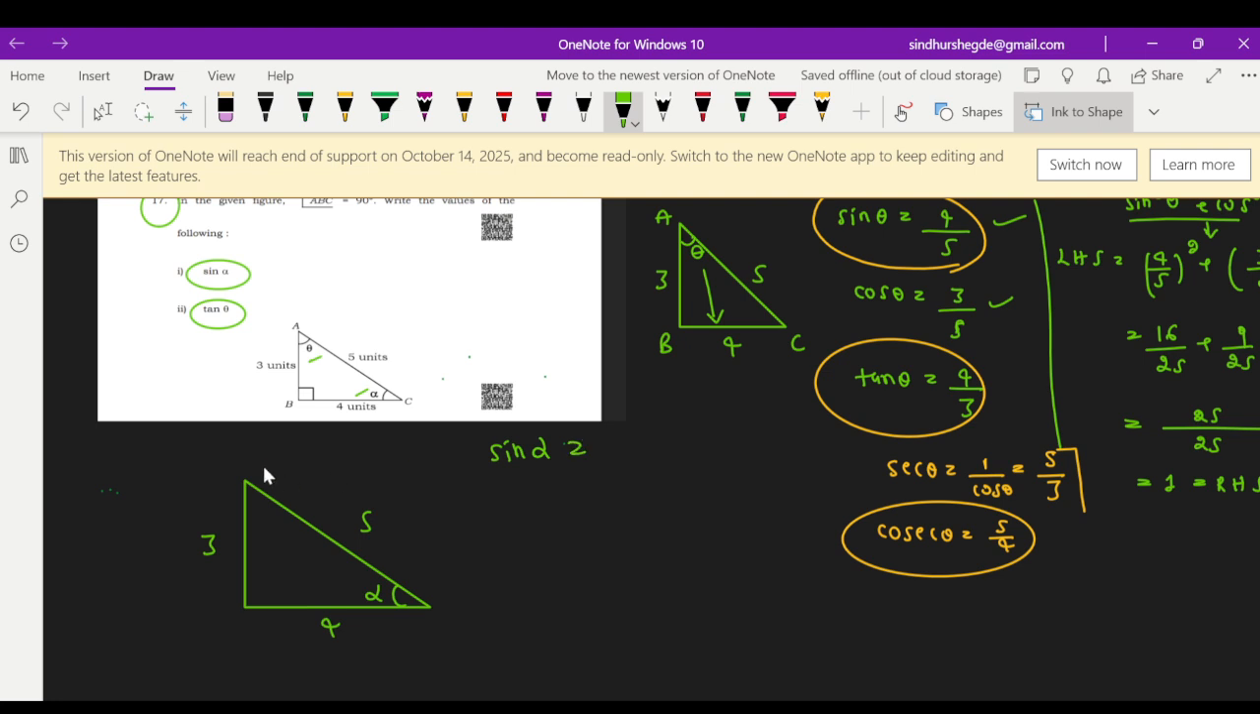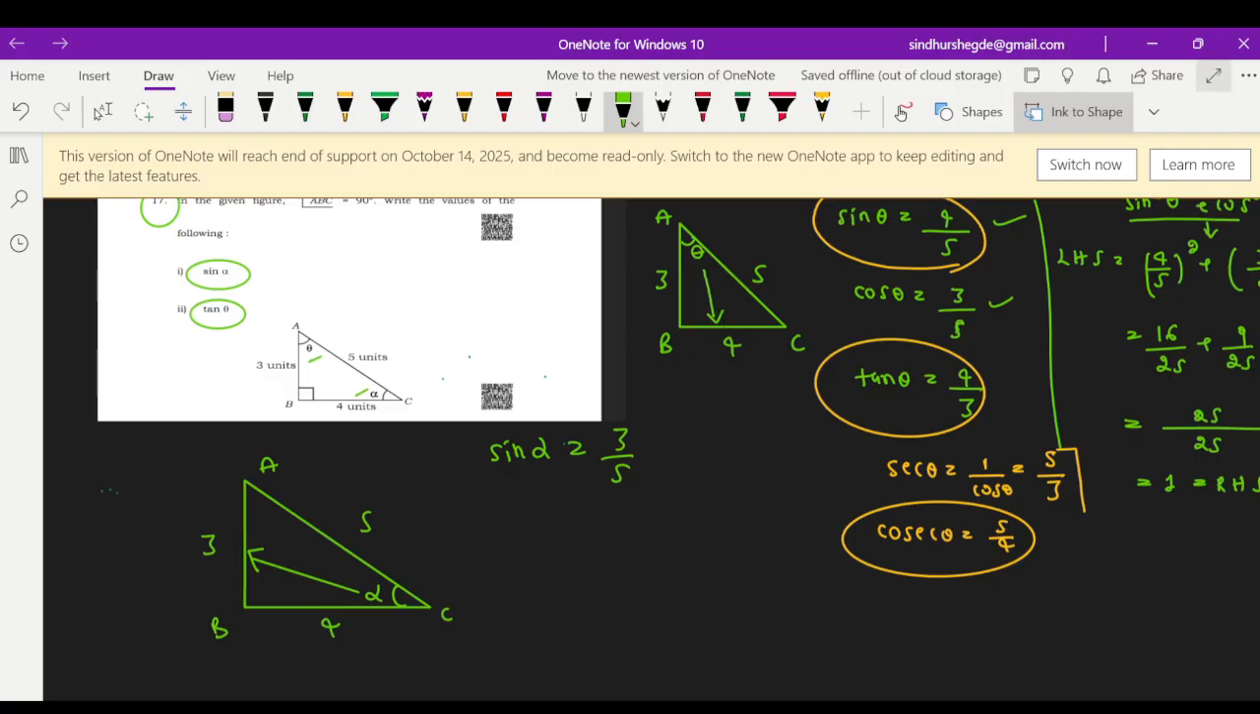Sine alpha will be, this is triangle ABC, sine alpha will be, what is the opposite side? Opposite side to alpha is 3, hypotenuse is 5. See, sine theta was 4 by 5, because the angle was different, right? It was at A, now it is at C, so its opposite side is different. With respect to theta, opposite side was 4.